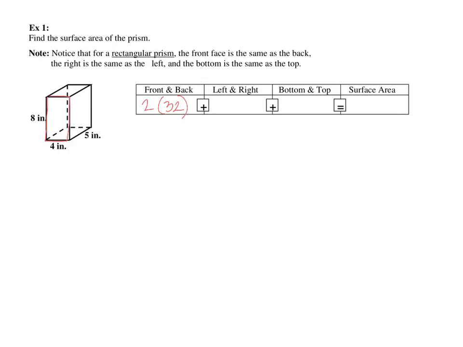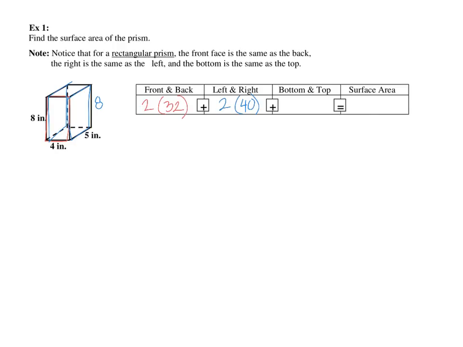Then there's the left and the right. This is the right side, this is the left side over here. So what is the height? The height is 8. So I have 5 times 8, which is 40. And how many of those faces do I have? I have 2 of them.